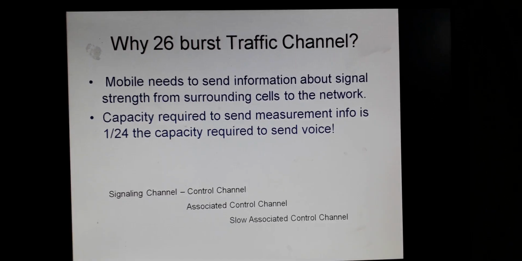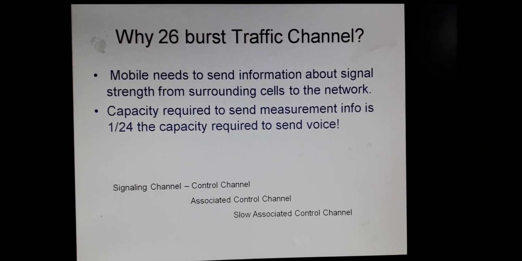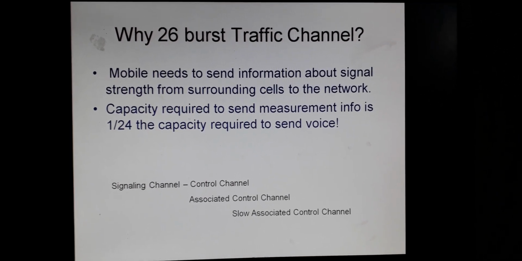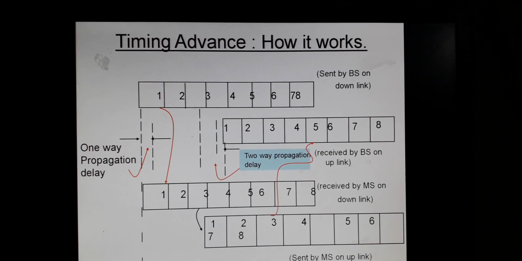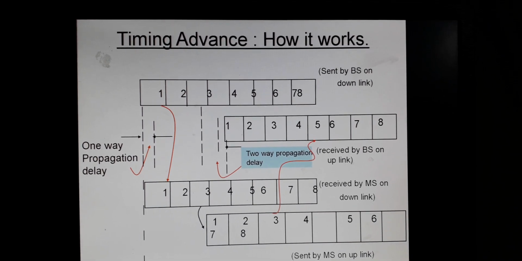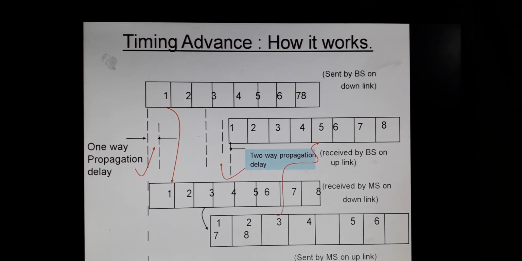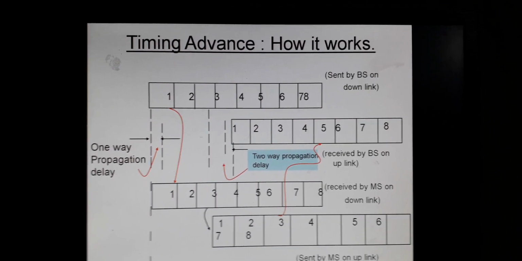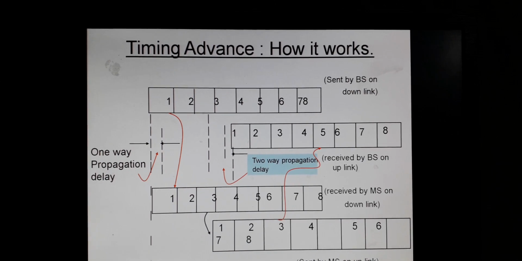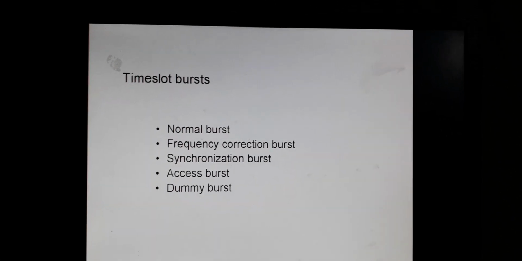What is a 26 burst traffic channel? It's a fixed traffic channel burst. So this indicates the one-way propagation, two-way propagation, uplink and downlink setup process.